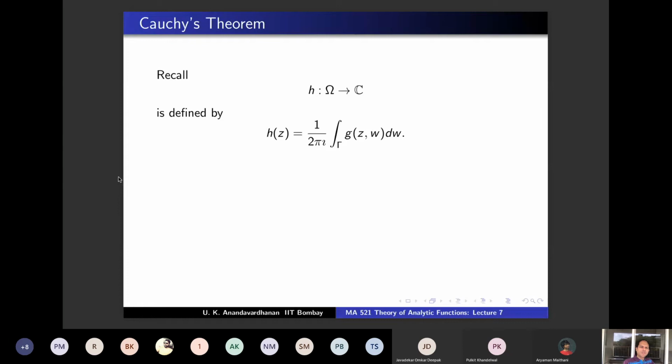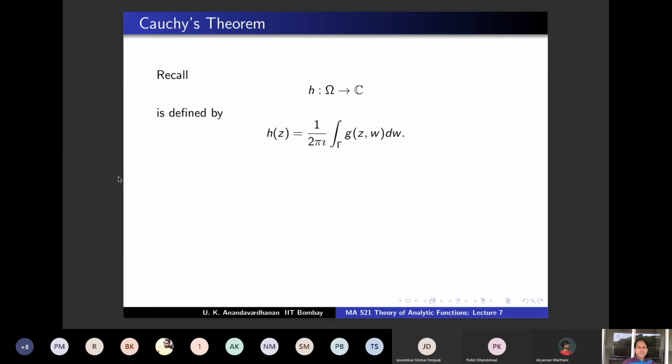And once you have uniform convergence, so recall this was the definition of H. H(z) was 1 by 2 pi i integral over gamma of G(z, w) dw. Now G(z, w) is what? It is the limit as n going to infinity of G(Zn, w), and that convergence is uniform. So therefore H(z) is 1 by 2 pi i integral over gamma of the limit of G(Zn, w), but the convergence is uniform on gamma star. So I can interchange.